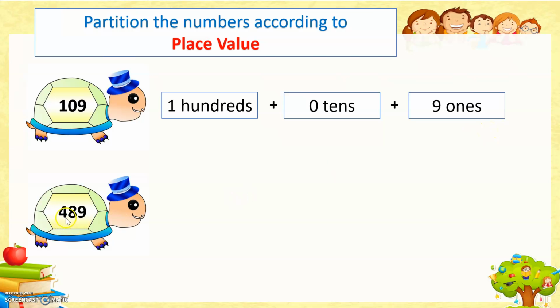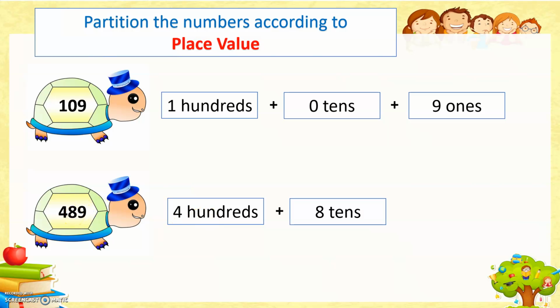Here is 489. How many hundreds here? 4 hundreds. How many tens? Plus 8 tens. Plus 9 ones. The answer will be 489.